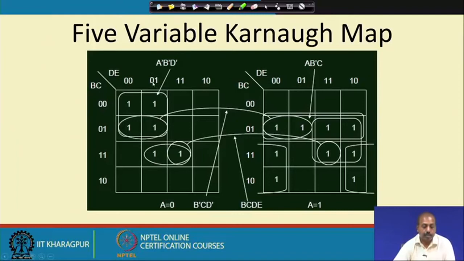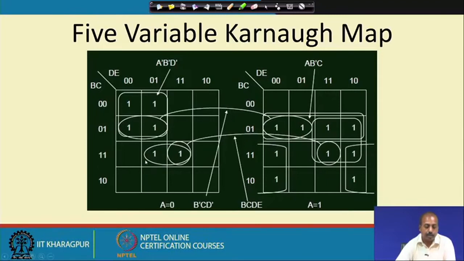So, A is remaining unchanged. A is remaining as A bar. Between these two columns, E is not changing its polarity, so this term E remains. And also between these two rows, B is changing its polarity, but C is not changing.